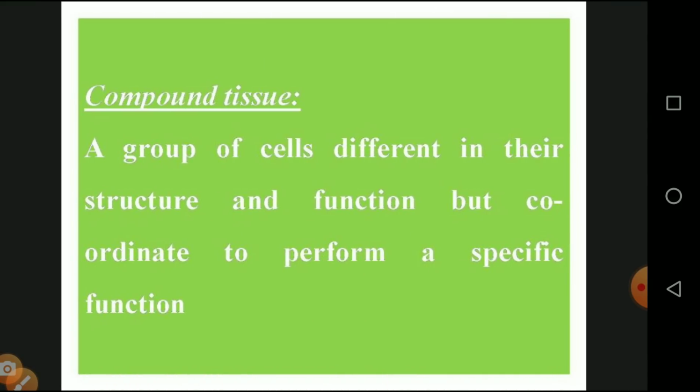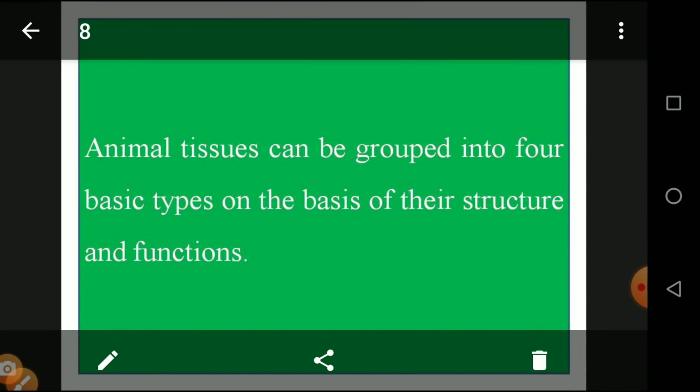And we will see about compound tissue, a group of cells with different structure and function that coordinate to perform a specific function. A tissue which consists of different types of cells coordinates to perform only one type of function, such as movement, involving bone, cartilage, and muscular tissue. This is called compound tissue. And we will see the next one.